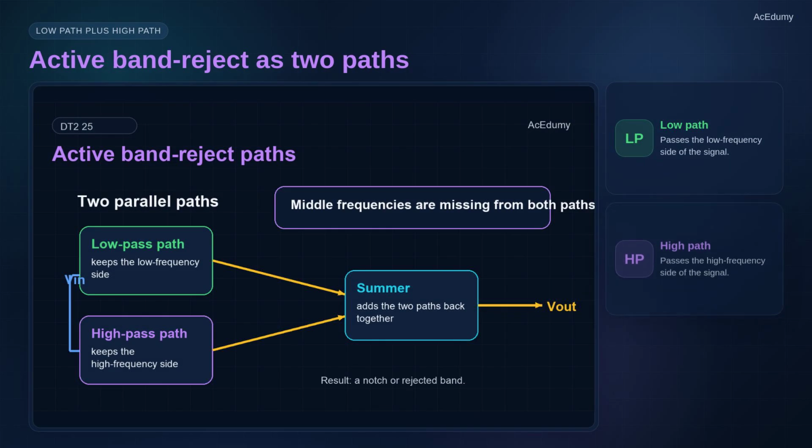A band reject filter can be understood as two paths added together. One path is low pass, keeping the low frequency parts. The other path is high pass, keeping the high frequency parts. When the middle band is missing from both paths, the output has a notch or rejected band.